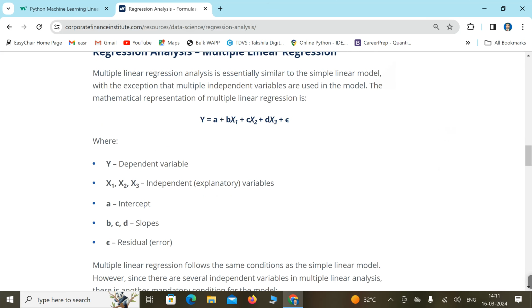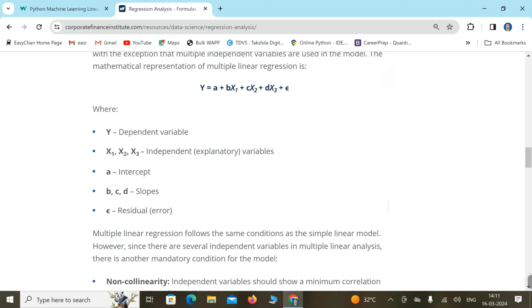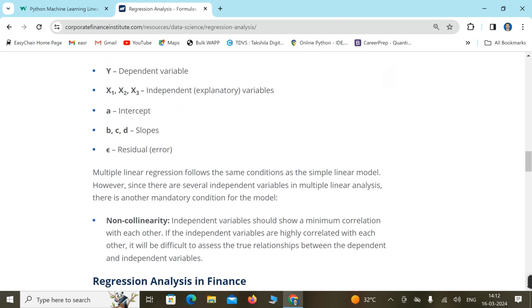Y is the dependent variable, x1, x2, x3 are the independent variables, a is an intercept, b, c, d are the various slopes, epsilon is a residual error. So, the only difference you observe between linear regression and multiple linear regression is that in multiple linear regression you have multiple independent variables depending upon a single dependent variable. That's all, nothing else.